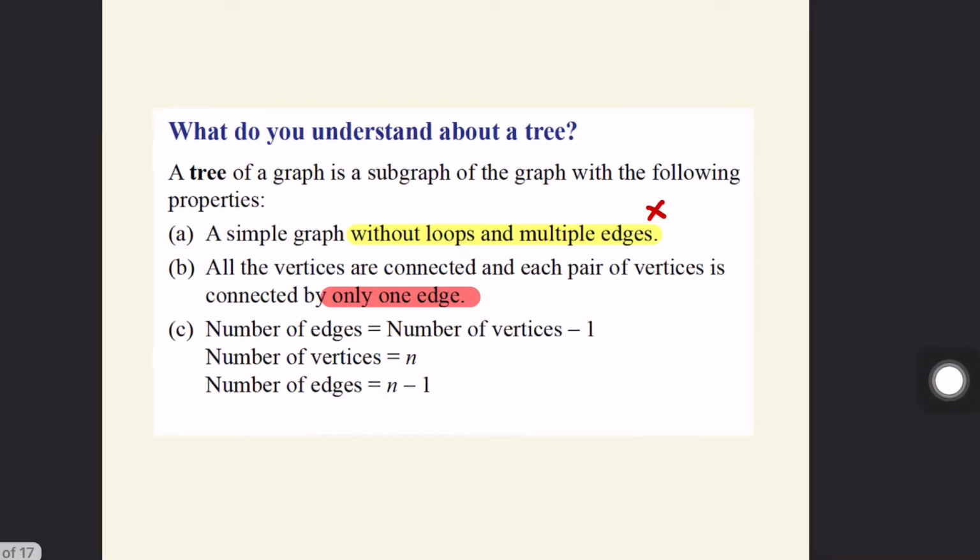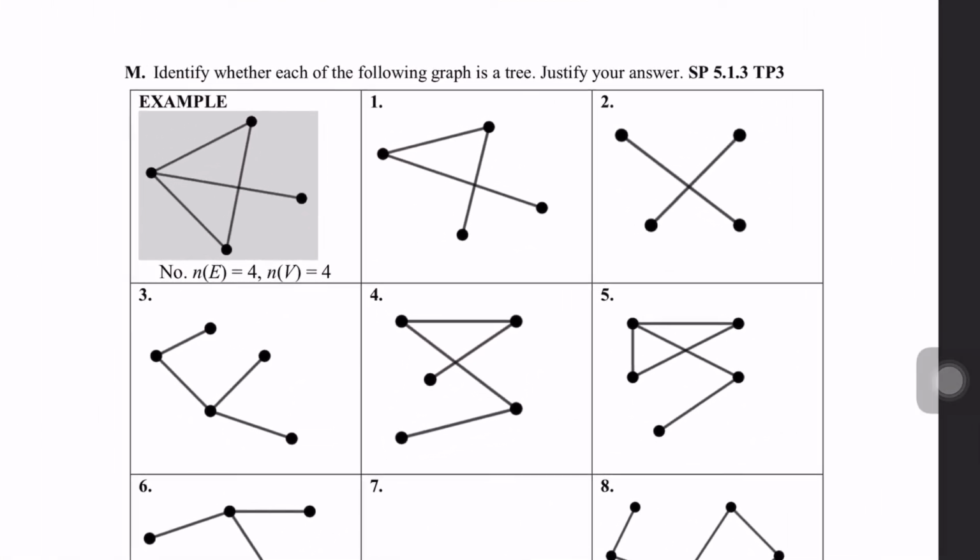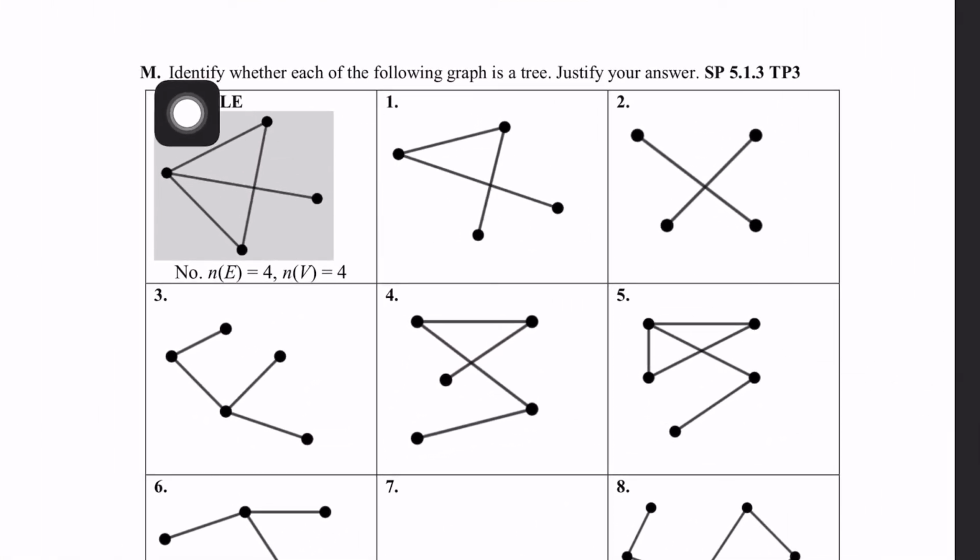So, let's have a look at the example. We have: identify whether each of the following graphs is a tree. Justify your answer. So we have an example here.